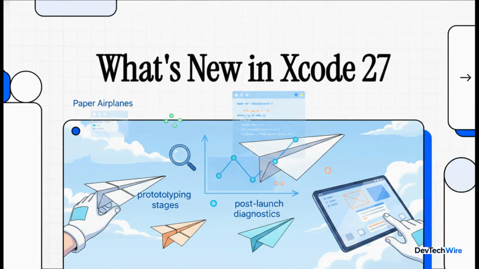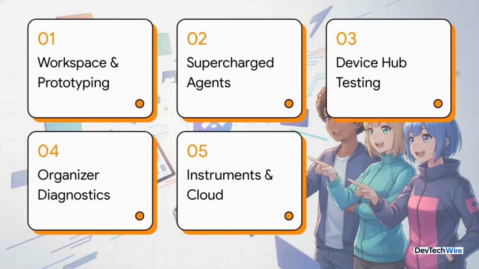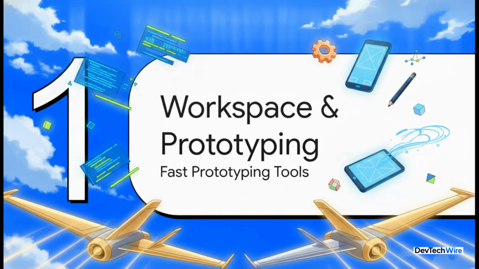Let's get into it. Here is our flight manifest for today. We're going to speed through workspace and fast prototyping, supercharged coding agents, unified device hub testing, organizer and post-launch diagnostics, and finally, instruments and Xcode Cloud. Starting off with Section 1, Workspace and Fast Prototyping.